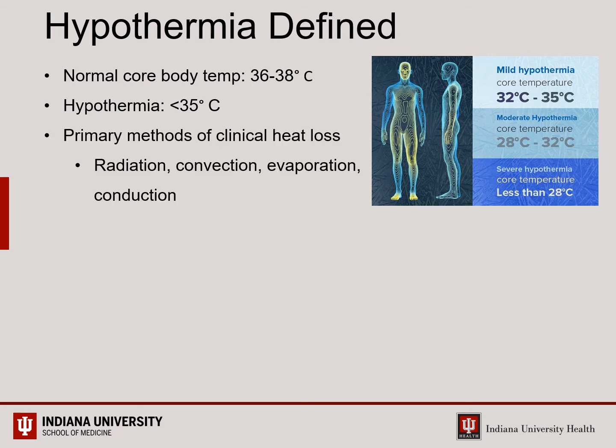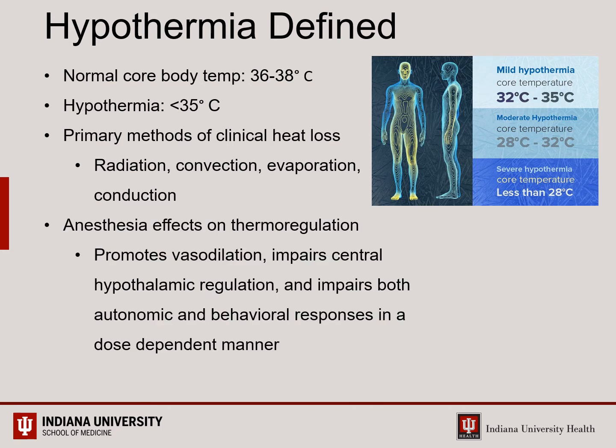Some of the primary methods of clinical heat loss include radiation from blood and subcutaneous vessels, convection from wind and laminar airflow in surgical suites, evaporation from the respiratory system and exposed mucosal surfaces, and conduction from direct contact with cooler objects, including the table or fluids.